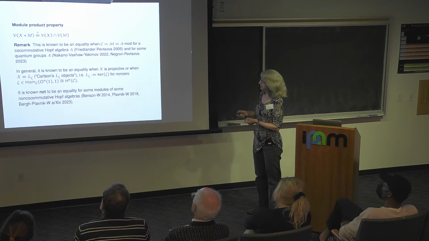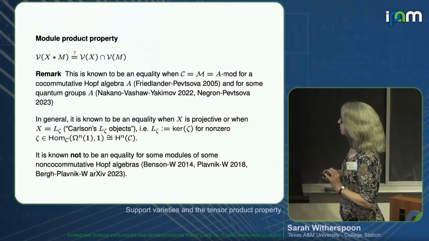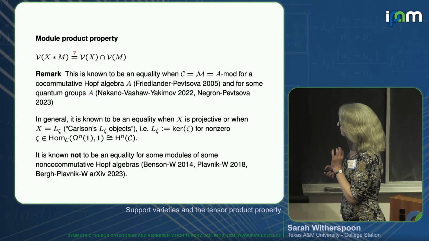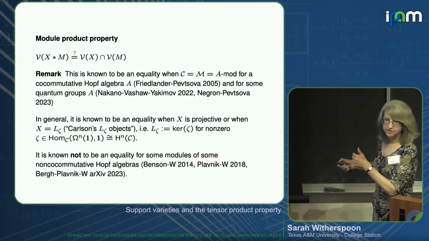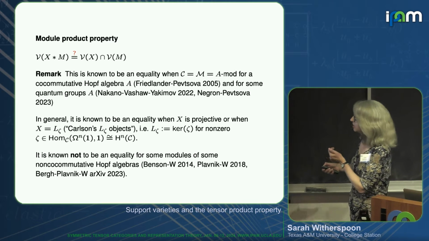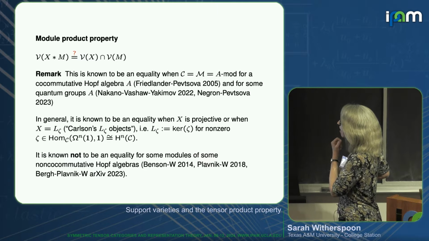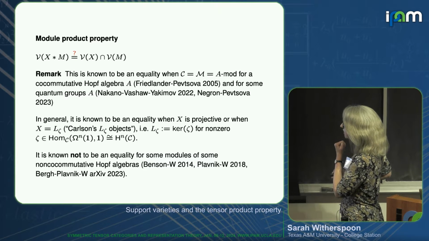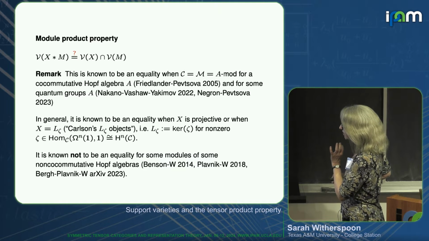From a tensor product property, but I don't know. Okay. So maybe I should say what I do know. So this is known to be an equality in these cases, but also, of course, if X or M is projective, I should have said, you act on a projective object, you get projective when either two of those are. Also known to be an equality, this is known to be an equality in general, when you take specific objects.